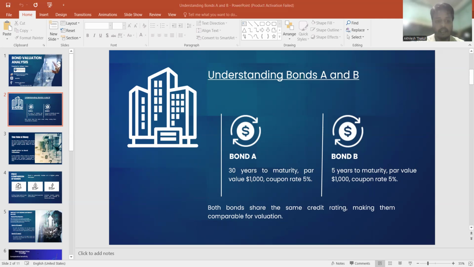And bond B also has a par value of $1,000 and a coupon rate of 5%. But the big difference is that bond B only has 5 years of maturity. So since both bonds have the same interest rate and par value, the main difference is the length of time before they mature. This difference plays a crucial role in how much the bonds are worth today.